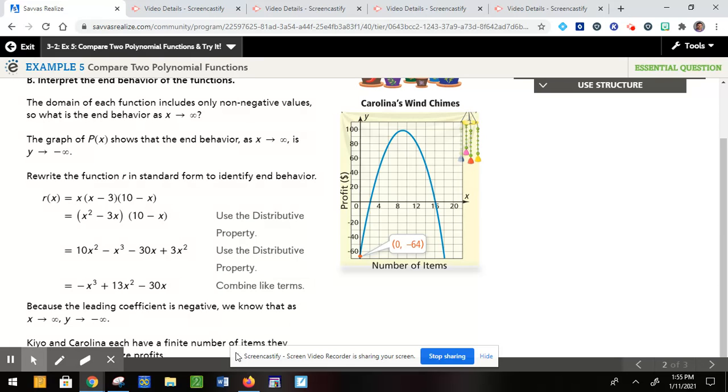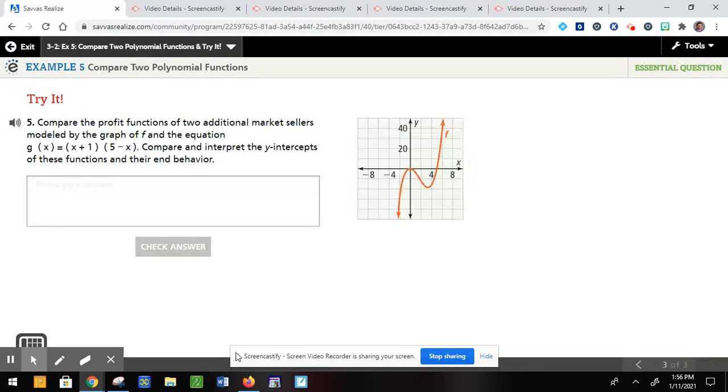So they both have a finite number of items that they should sell to make a profit, meaning if they keep making items, they're not going to make a profit. Kind of makes sense because there's probably not an unlimited demand for wind chimes, right? So there's a sweet spot where she can make a certain amount of wind chimes and make the most money. Same thing with the painted flower pots, right? There's probably not an unlimited demand for those. So there's a sweet spot where he can make the most money, right? And it would be at the vertex.